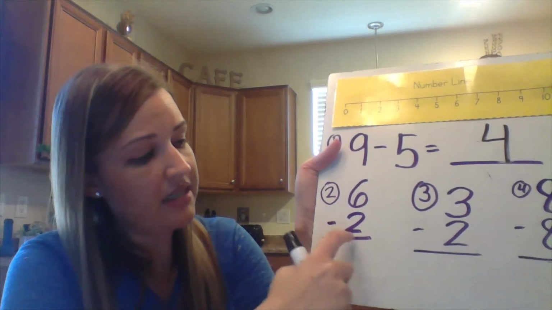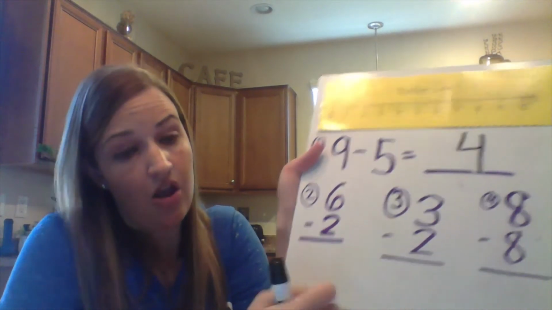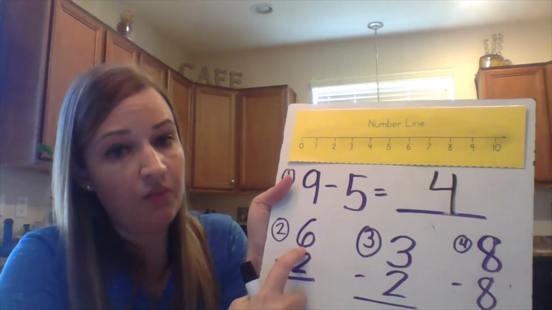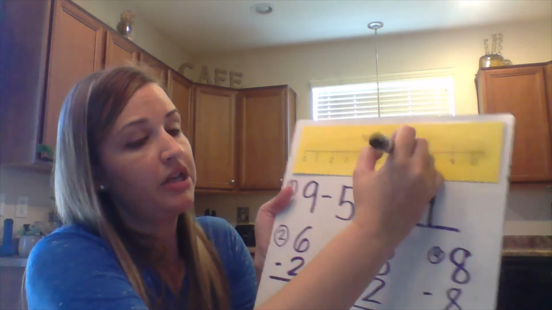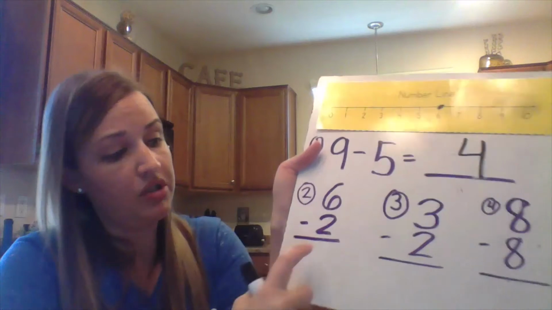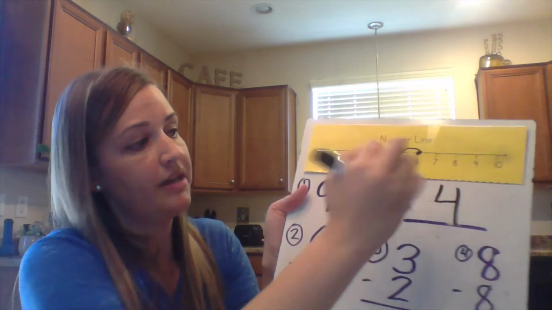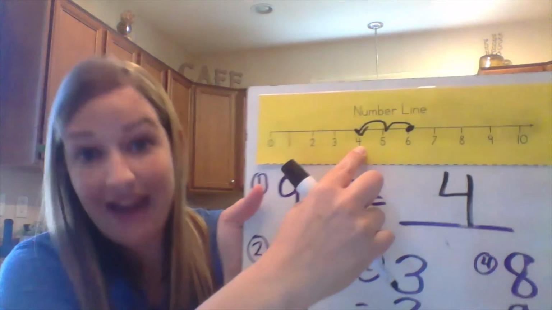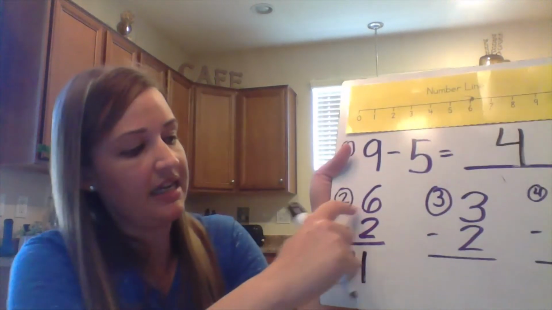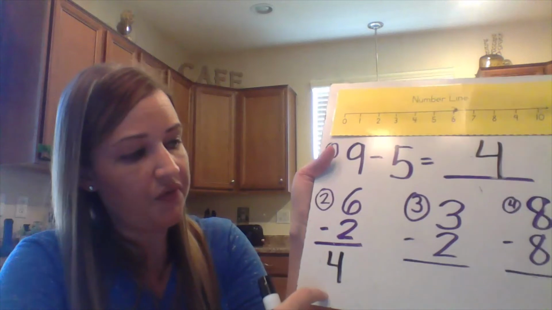Let's do the next one there. It's written vertically. Let me erase my hops. This one says 6 minus 2 equals blank. Well, we're going to start on our number line with number 6. And I'm going to hop backwards 2 times. So I'm going to go 1, 2. What did I land on there? I landed on 4 again. It's another way to make the answer a 4. So it says 6 minus 2 equals 4.